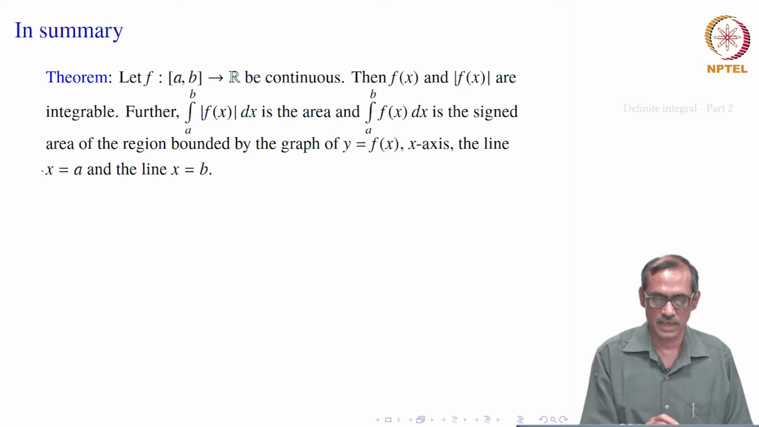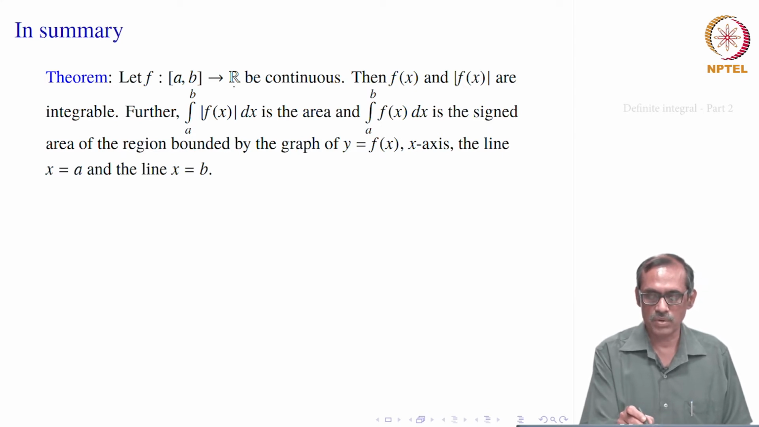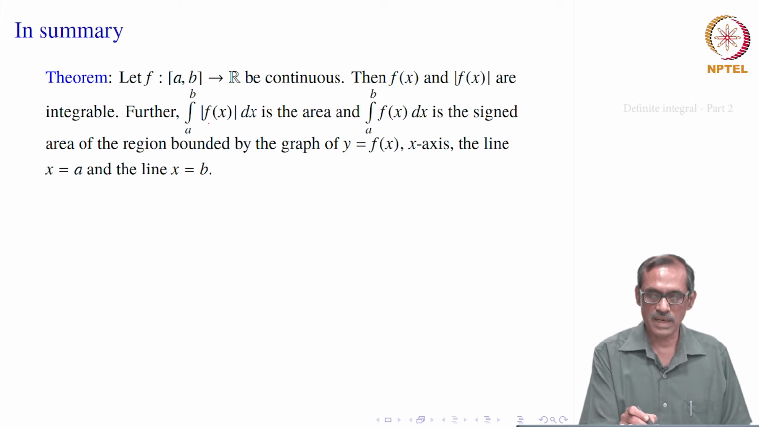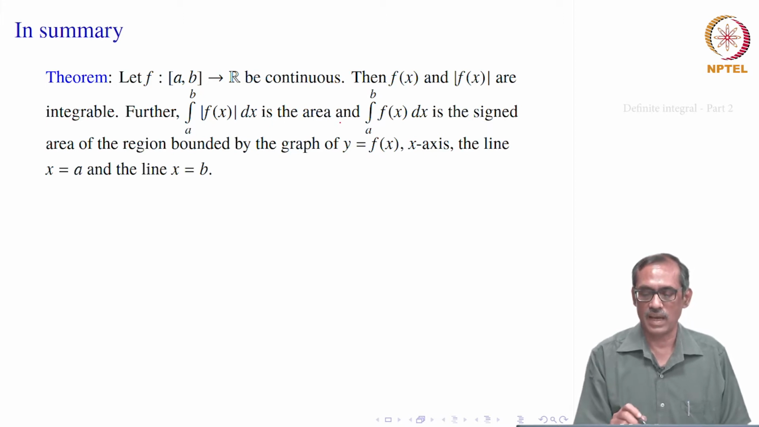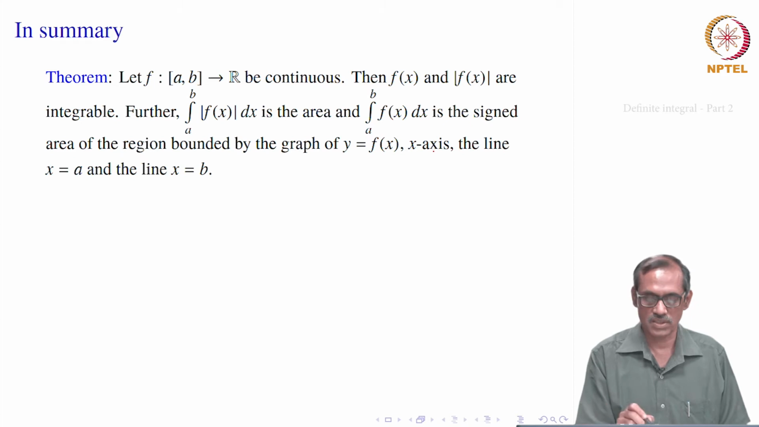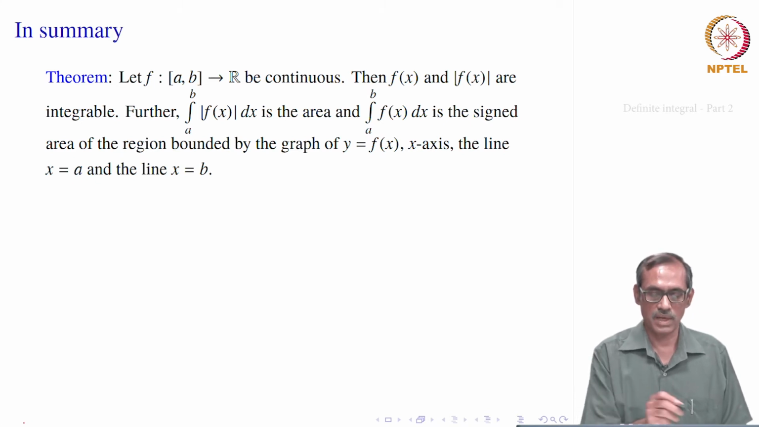Our result we can state now. Let f from the closed interval [a, b] to R be a continuous function. Then both f(x) and mod f(x) are integrable. Further, the integral from a to b of mod f(x) dx is the area, and the integral from a to b of f(x) dx is the signed area of what? Of the region bounded by the graph y equal to f(x), the x axis, the lines x equal to a and x equal to b. That is what we have discussed.